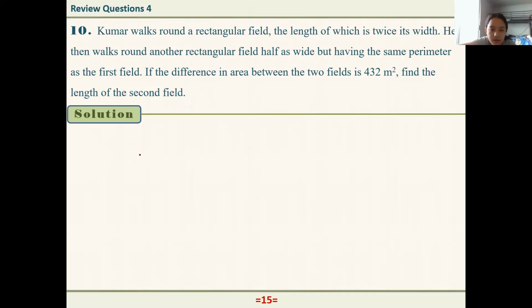Okay, Shahina, another problem. Can you read it? Yeah. Kumar walks around a rectangular field, the length of which is twice its width. He then walks around another rectangular field half as wide but having the same perimeter as the first field. If the difference in area between the two fields is 432 square meters, find the length of the second field. Okay.